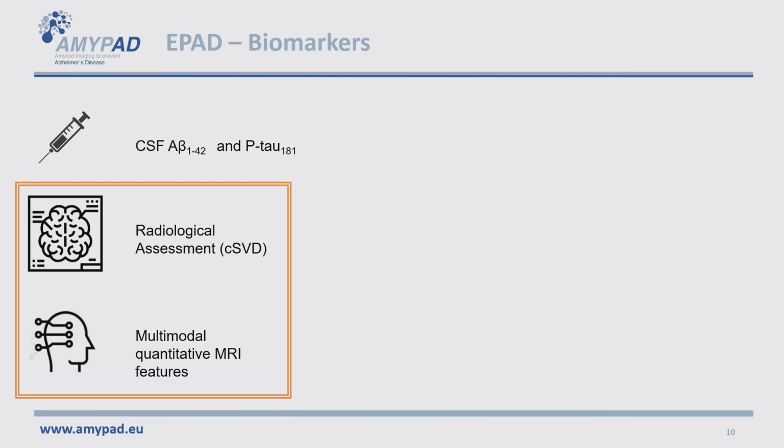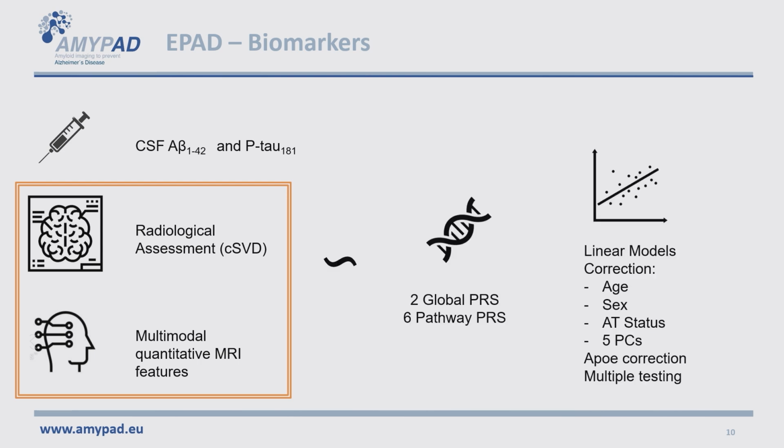But for each of the outcomes, we ran simple linear models investigating the effect of our two global polygenic risk scores, but also of the six pathways on these markers, and did a series of corrections, as is usual in these studies, to control for multiple comparisons.